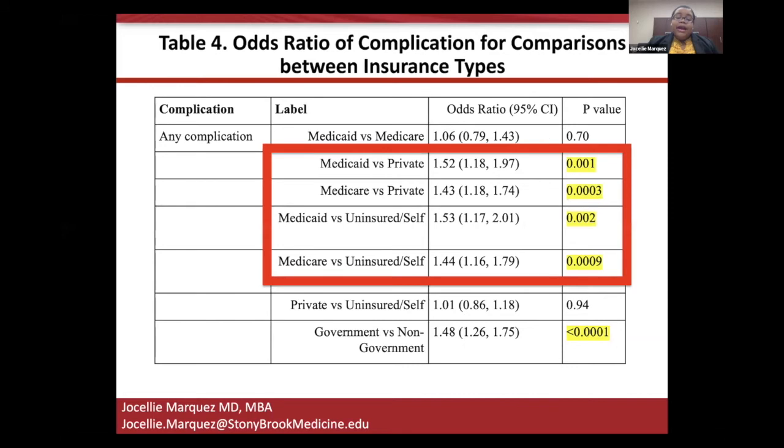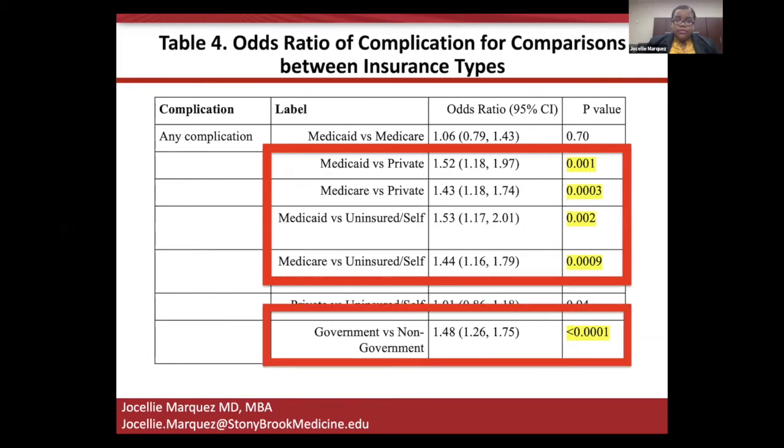And when looking for any complication between the groups, Medicare patients compared to private, Medicaid patients compared to private, Medicaid patients compared to uninsured, and Medicare patients compared to uninsured all had higher risk of developing any complication after breast reconstruction. And when they were categorized into discrete government versus non-government payer groups, the trend maintained.